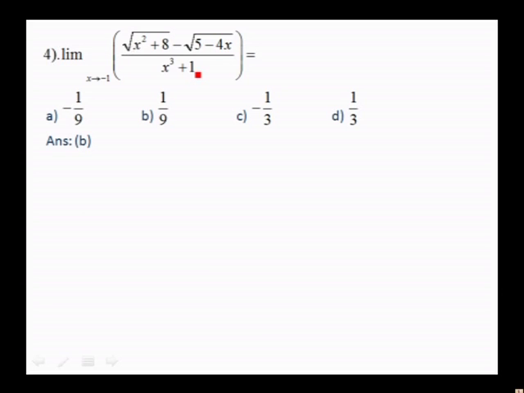Fourth question, limit x tending to minus 1 of root of x square plus 8 minus root of 5 minus 4x over x cube plus 1 equals.